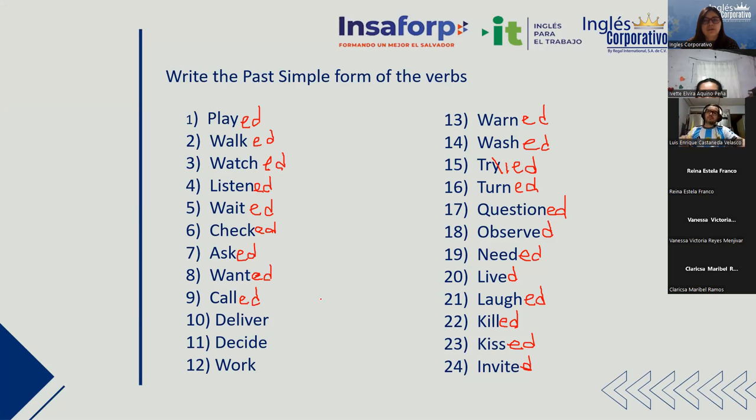Teacher, disculpe que la interrumpa. Ahí en la primera que decía play, que no era play con I latina. ¿Qué les dije sobre esa regla? Cuando hay una vocal antes de Y, ¿es la A una consonante? No, una vocal. ¿Qué pasa cuando hay una vocal antes de Y? Nada, ¿verdad? Solo se le agrega ED. Exacto.